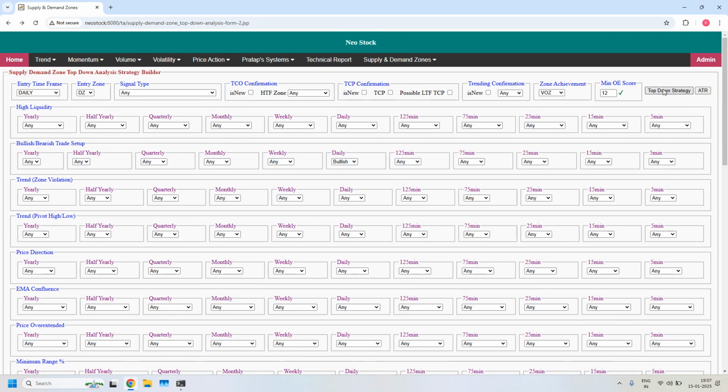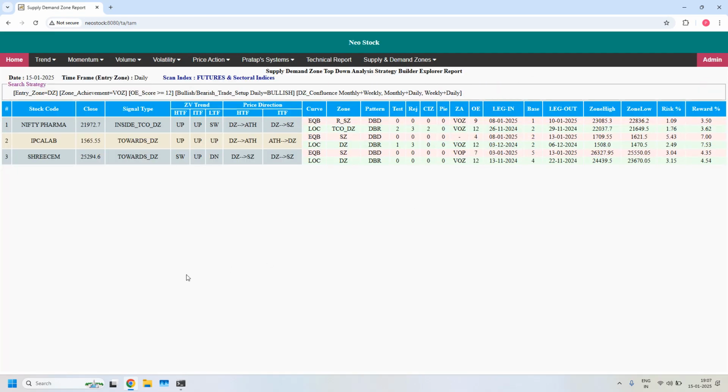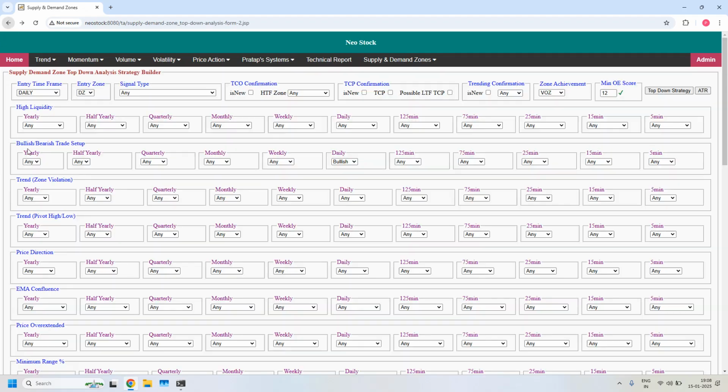With all the 3 filters LTF, ITF, HTF confluence, we got 3 stocks. In these 3 stocks, these daily demand zones are part of the weekly demand zone. Both together again part of the monthly demand zone. And monthly trend is up in the first 2 stocks. Any of those stocks having monthly EMA confluence are even more high probability trade setup. Third one you can ignore because monthly trend is sideways.